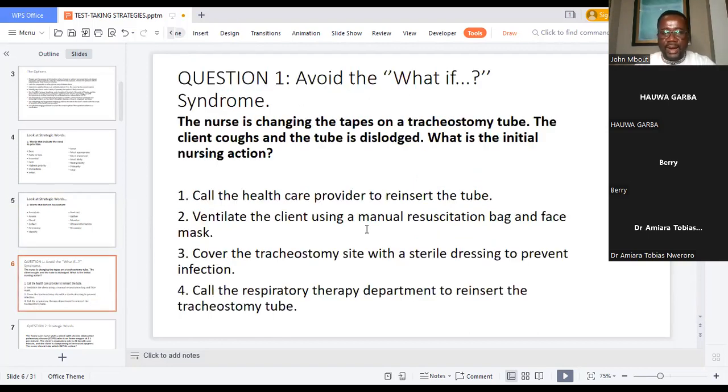Question number one, let's go. What if? Avoid the what if syndrome. Question says, the nurse is changing the tapes on a tracheostomy tube, the client coughs and the tube is dislodged. What is the initial action? What is the initial action?